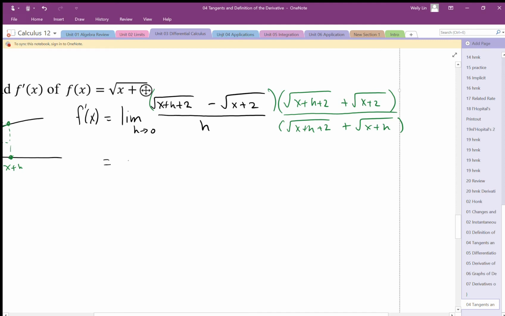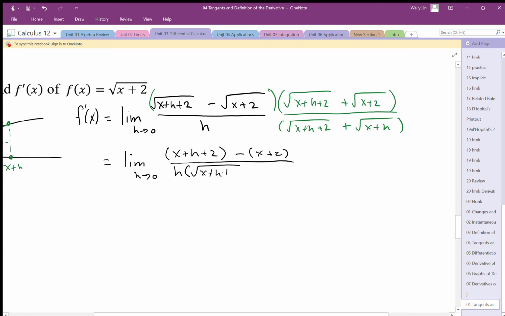So again, plugging that in, the limit as h goes to 0, we're going to end up with square root of x plus h plus 2 squared minus square root of x plus 2 squared. And in the denominator, we're going to have h times square root of x plus h plus 2 plus square root of x plus 2. So lots of things are going to cancel out. We're going to have our x's cancel, our plus 2 minus 2 cancel. There's our h factor.